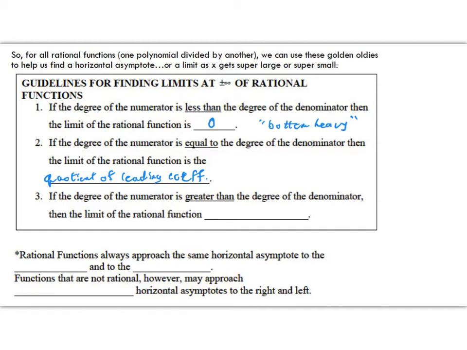Okay, and if the degree of the numerator is greater than the degree of the denominator, then the limit of the rational function does not exist. Alternatively, you could say it goes to infinity or negative infinity depending upon the end behavior of the function. So as we've discovered, when it comes to a limit at infinity, this is nothing more than the end behavior of the function itself. Okay?